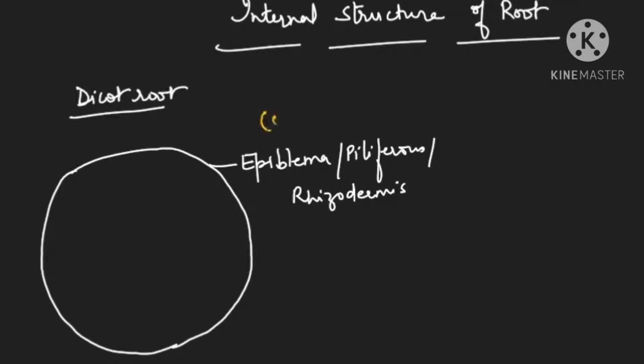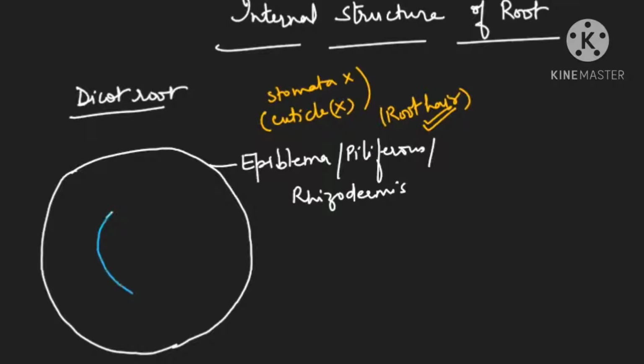I'm just writing it here, try to understand. Cuticle is absent and even stomata are absent. But root hairs will be present in them. So this structure will be present in the root anatomy. Now hypodermis is absent in the root and the cortex is entirely parenchymatous. Is it clear? Inside the cortex you are finding the endodermis.